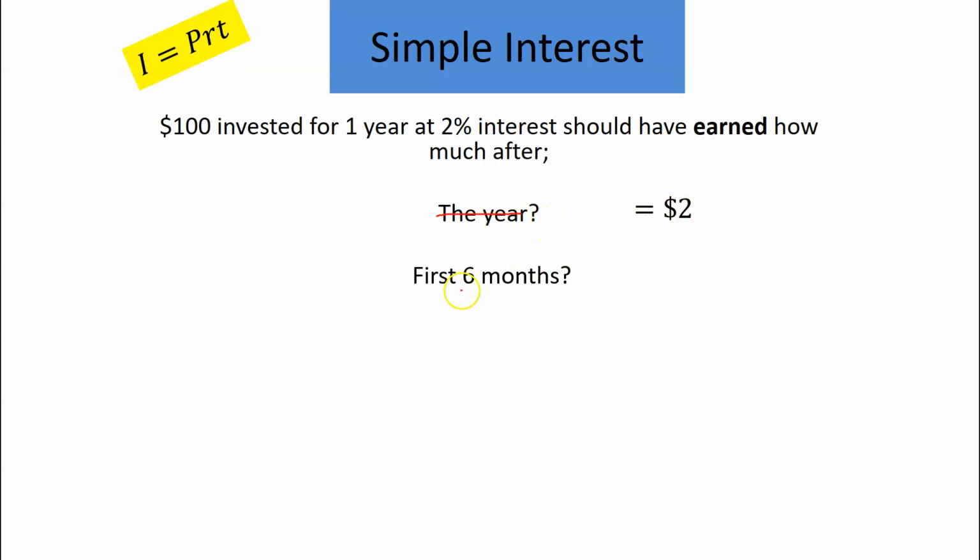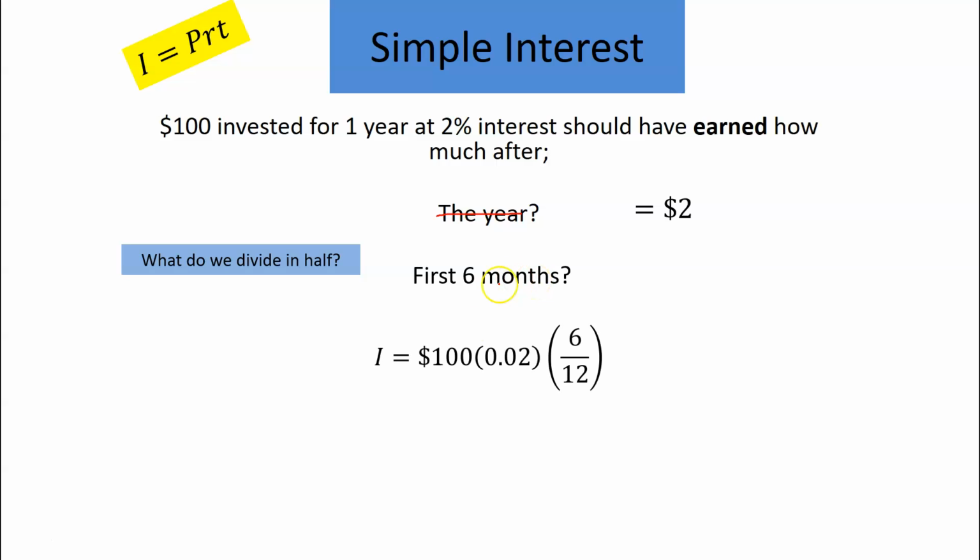Well, the logic here should be pretty simple to come up with. If you got $2, that's why I'm starting with easy numbers, $2 after a year, if I only did 6 months, well, it should be half of that, right? It should be just $1. You can probably come up with figuring that out on your own.